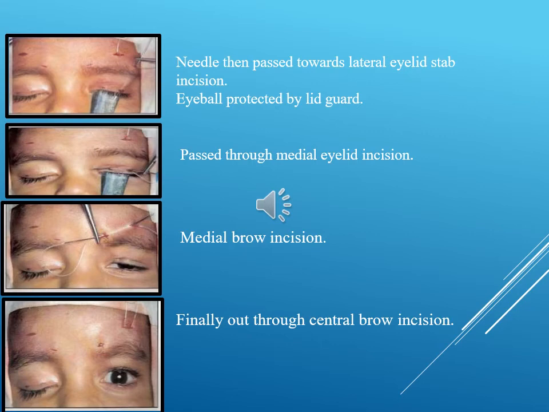So basically, what we are doing here is we are passing the needle in a circumferential manner and completing a circle from the central brow incision to the lateral brow incision to the lateral eyelid incision, then the middle eyelid incision, the middle brow incision, and finally the central brow incision.